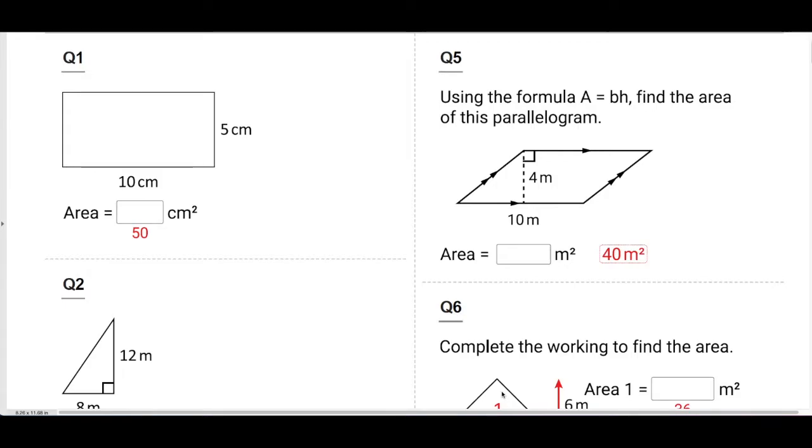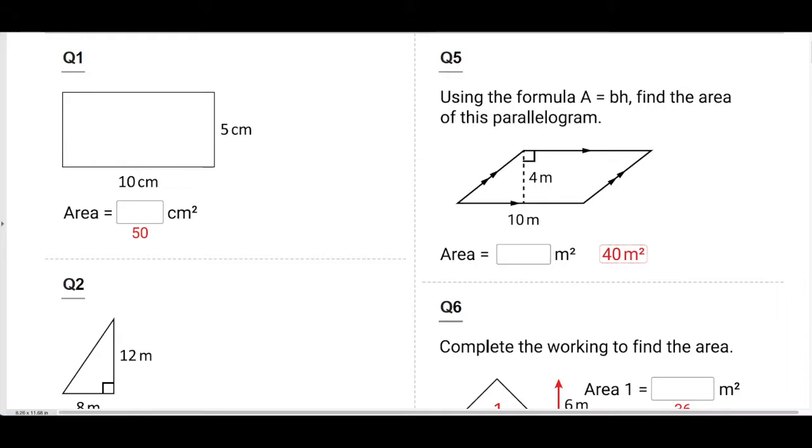Hello everyone. So what I'm going to do today is go through the topic test that you guys did last Thursday, and I'm going to go through some of the questions that a lot of you got wrong. Okay. In terms of the results, the average was about 56%. So I reckon we have a lot to improve from that. So let's just get started.